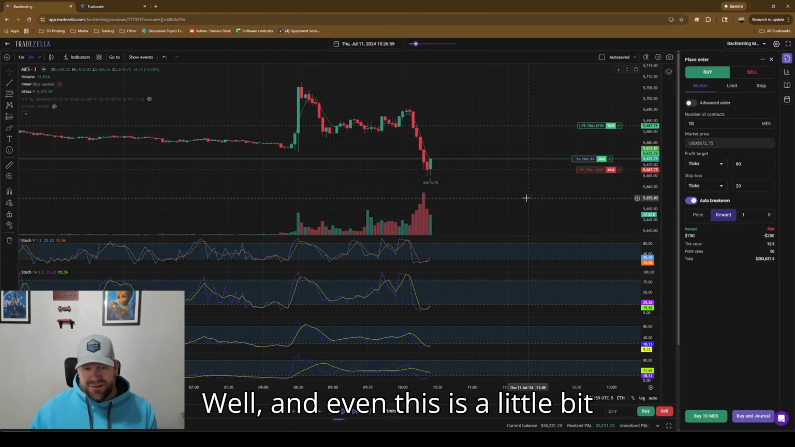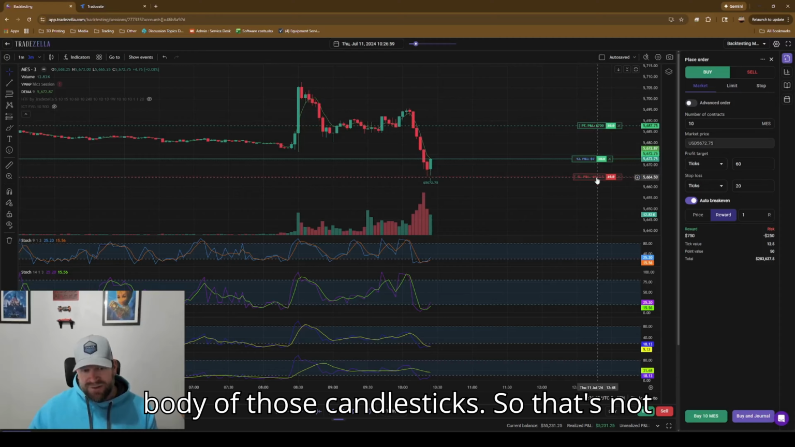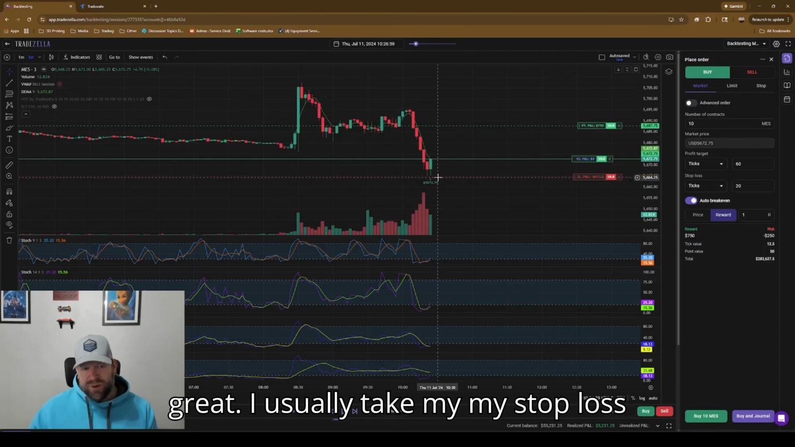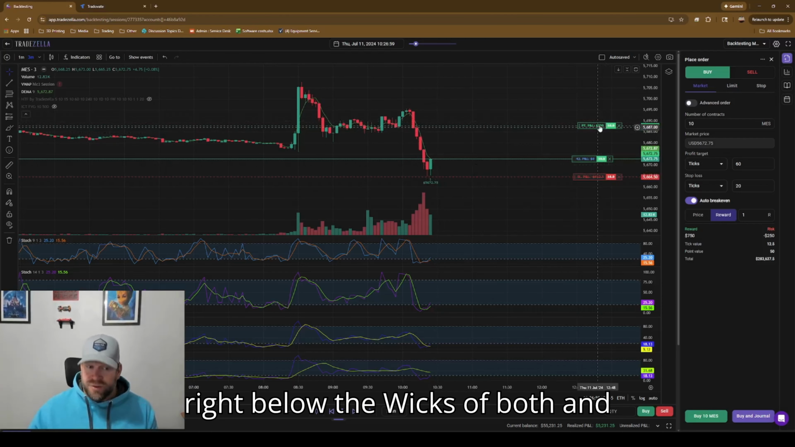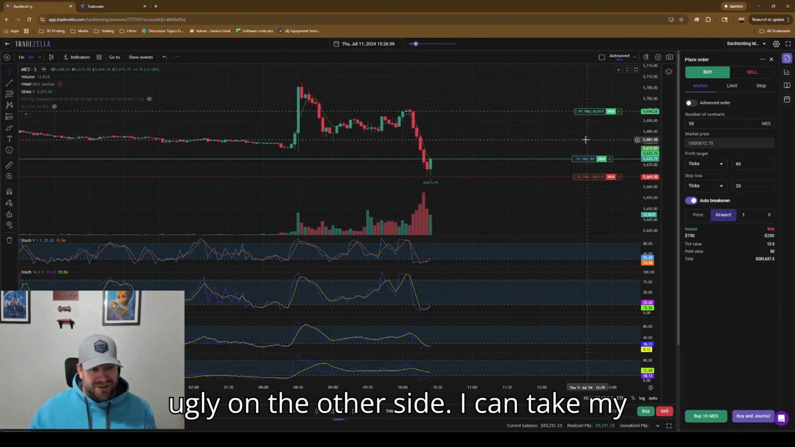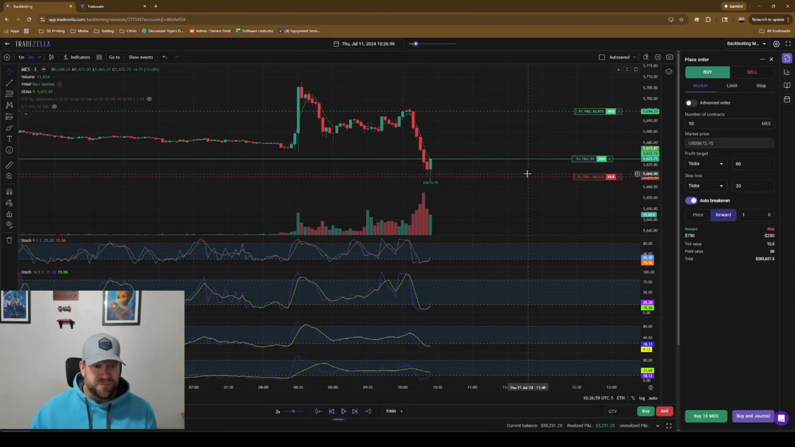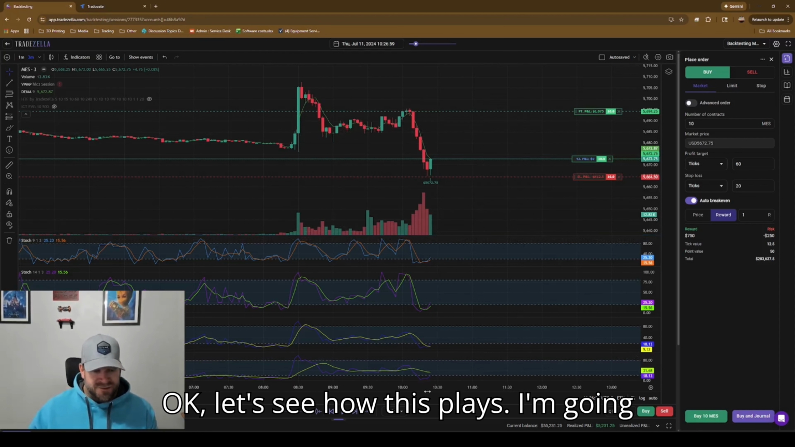Well, and even this is a little bit too tight, right? I'm to the bottom of the body of those candlesticks, so that's not great. I usually take my stop loss right below the wicks of both. And alternatively, or I should say opposingly on the other side, I can take profit to the top of that range. Okay, let's see how this plays.